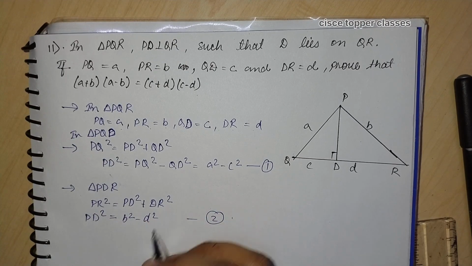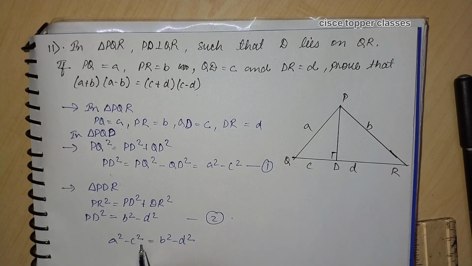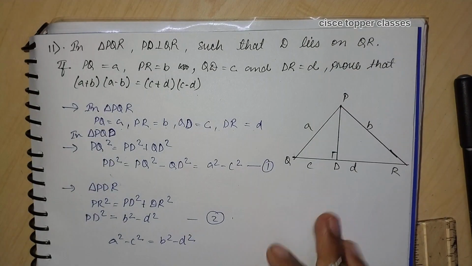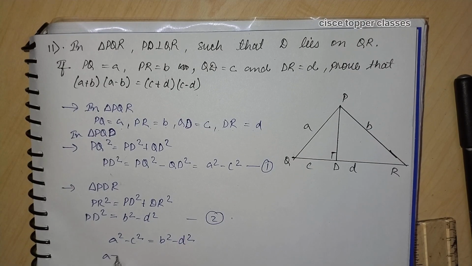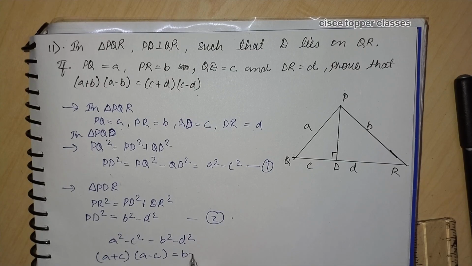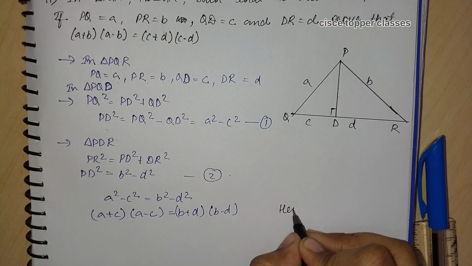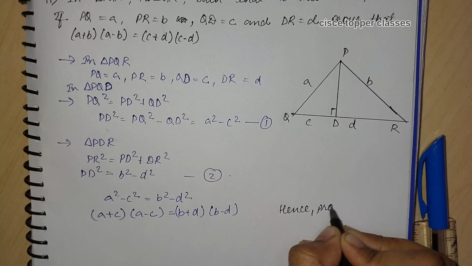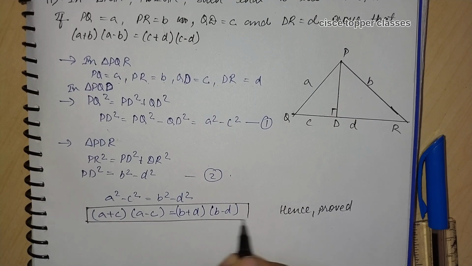So simply we will put it as a square minus c square is equal to b square minus d square. We can write it as a square minus b square is equal to c square minus d square, so we apply the a plus b, a minus b formula, which will be (a + b)(a - b) equal to (c + d)(c - d). So this is the final thing, hence proved. So this is the final answer in this question.